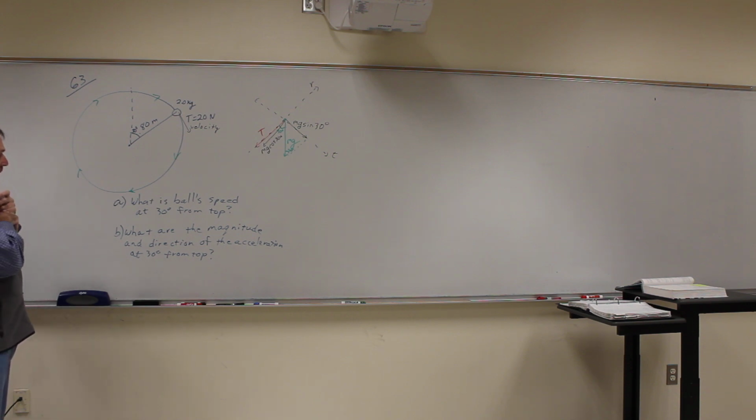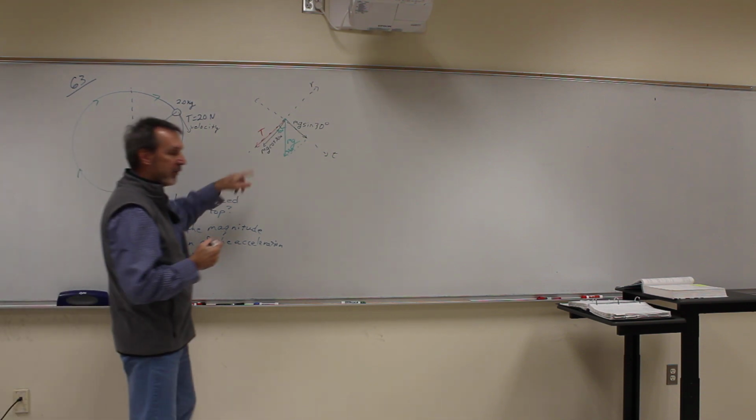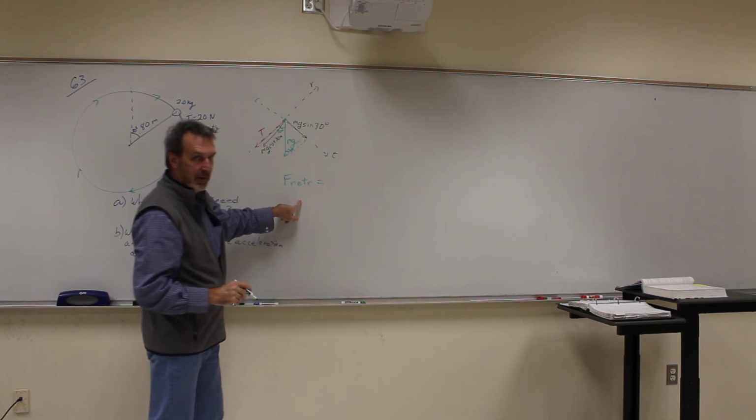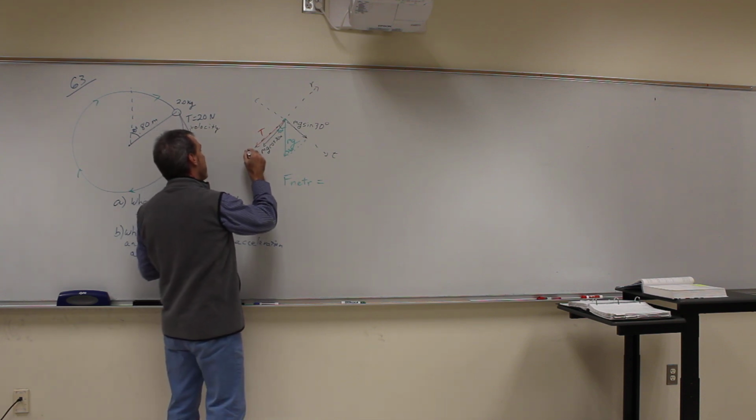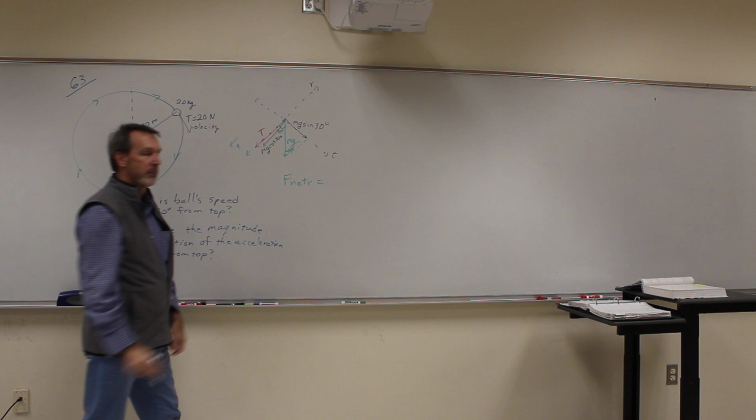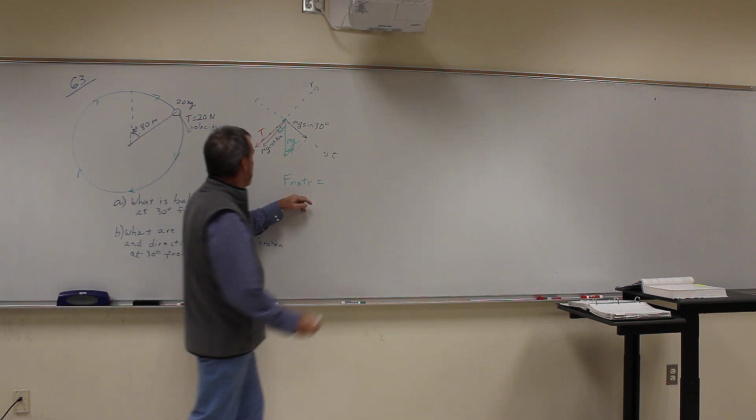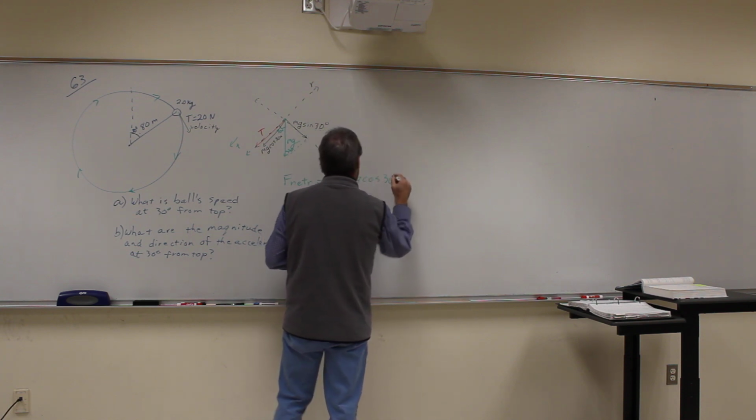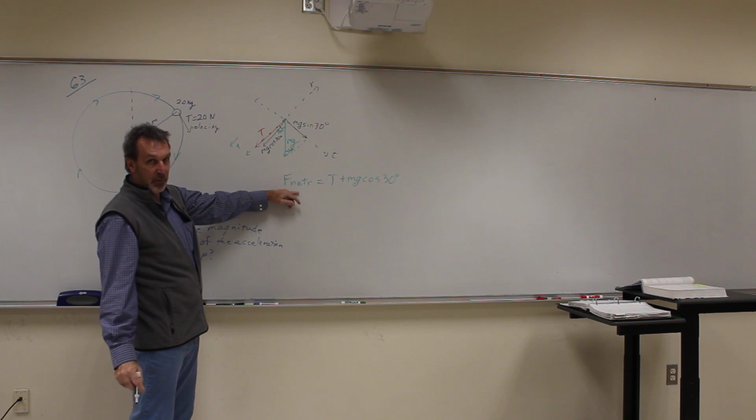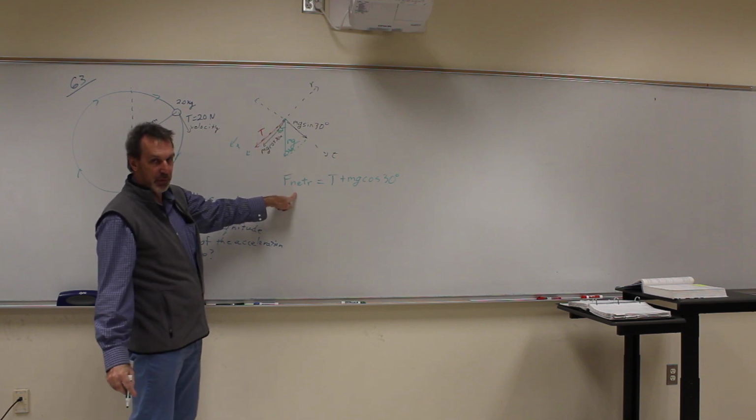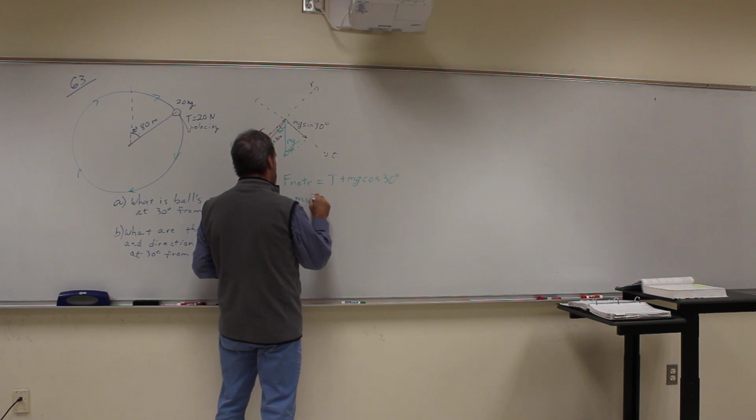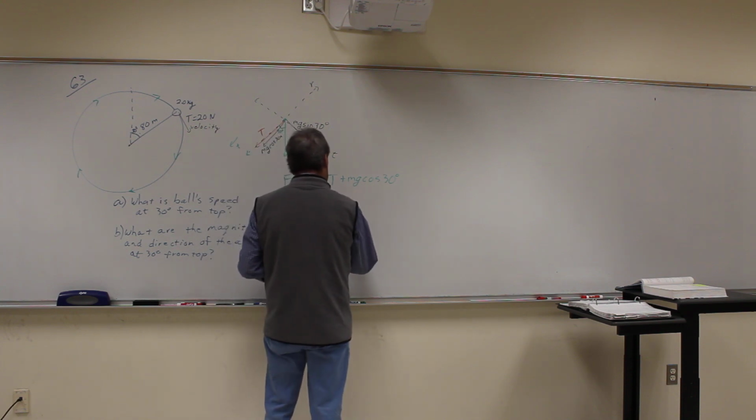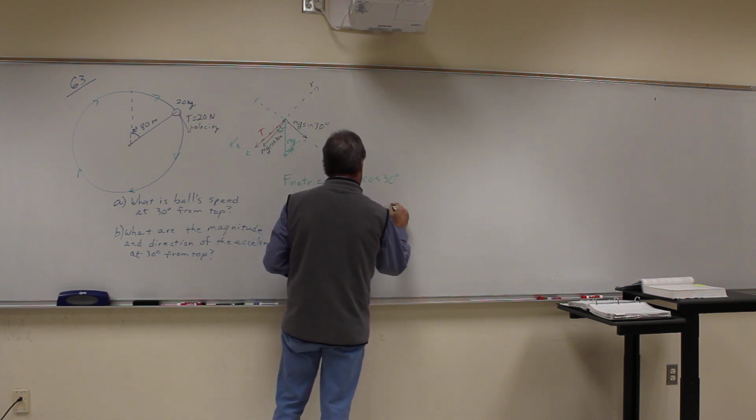All right. Now we're going to do the radial coordinates. So we're going to do F net r, the radial coordinate. Now I'm going to have positive going this way. You can make it whatever direction you want. I'm going to make positive go that way. So this becomes T plus mg cosine 30. Well, this is the direction of the centripetal acceleration. So this is where we put in our mv squared over r. And it is also in the same direction, so it's positive. So that's equal to T plus mg cosine 30.